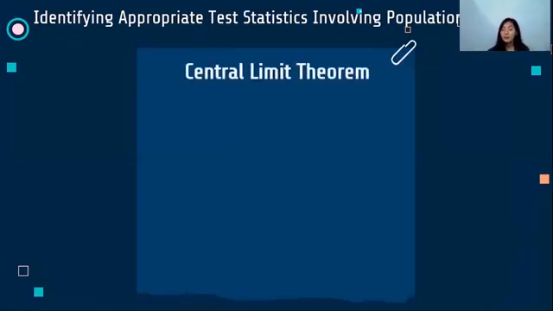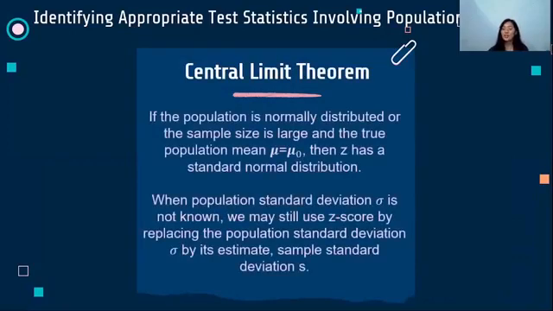And the central limit theorem states that if the population is normally distributed or the sample size is large and the true population mean mu is equal to mu sub 0, then z has a standard normal distribution. When the population standard deviation is not known, we may still use the z-score by replacing the population standard deviation by its estimate, the sample standard deviation.